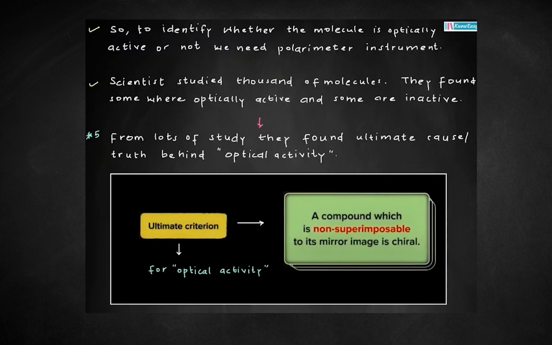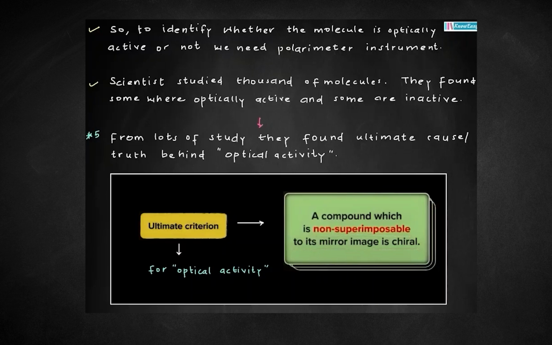So to identify whether the molecule is optically active or not, we need a polarimeter experiment. Scientists studied thousands of molecules. They found some were optically active and some were optically inactive. From lots of studies, they found the ultimate cause, or the truth, behind optical activity. Now, what is the ultimate criterion to show optical activity? A compound which is non-superimposable on its mirror image is chiral.